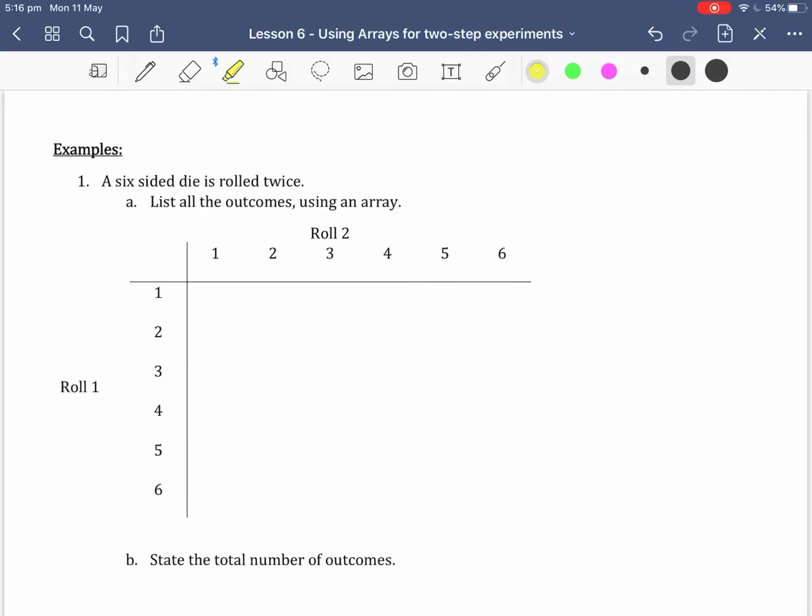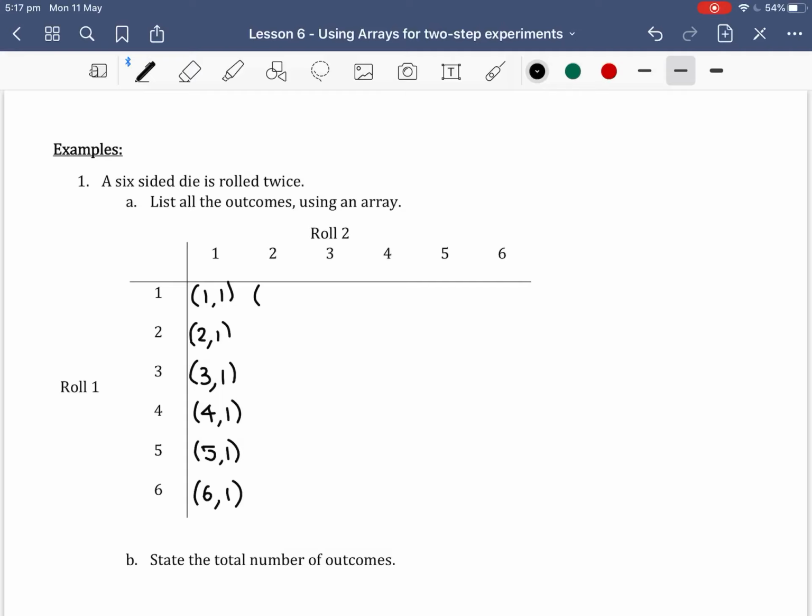So a 6-sided dice is rolled twice. List the outcomes using an array. So we have the array drawn up for us here already. What we know about arrays is that we write our first roll first, and then our second roll. So this one here is going to be 1, 1. Then this will be 2, 1, 3, 1, 4, 1, 5, 1, and 6, 1. So we do our first roll first and then our second roll second.